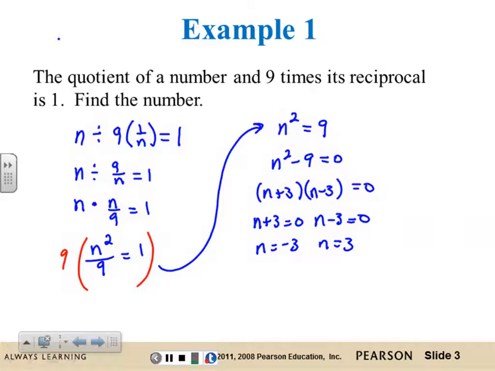So now we need to make sure that this answer is good. If I plug in negative 3 here, I'm going to have negative 3 divided by 9 times 1 over negative 3, and that's going to be 1. So that's going to turn into 9 divided by negative 3, which is negative 3. And negative 3 divided by negative 3 is going to be 1. So just check your answer and make sure it makes sense. Same thing with the 3. If I plug 3 in here, I'm going to have 3 divided by 3, which is still going to be 1.